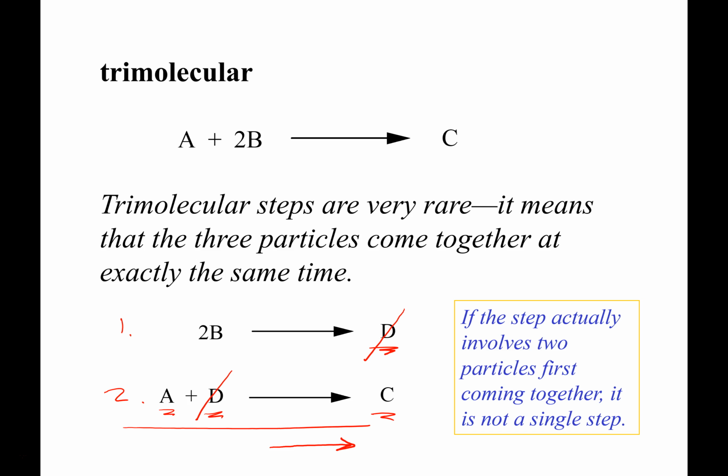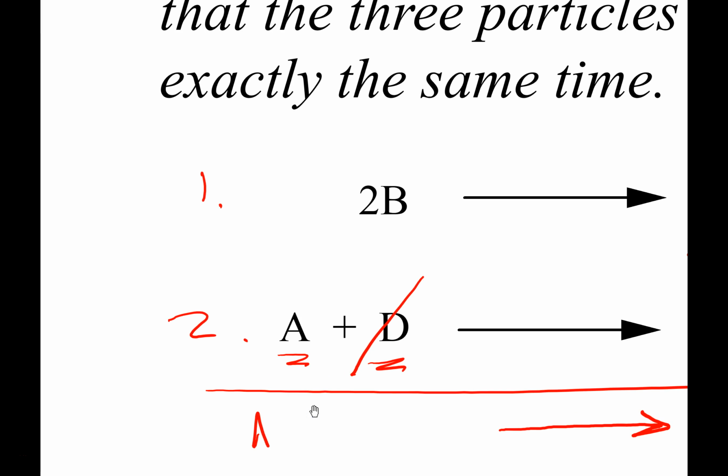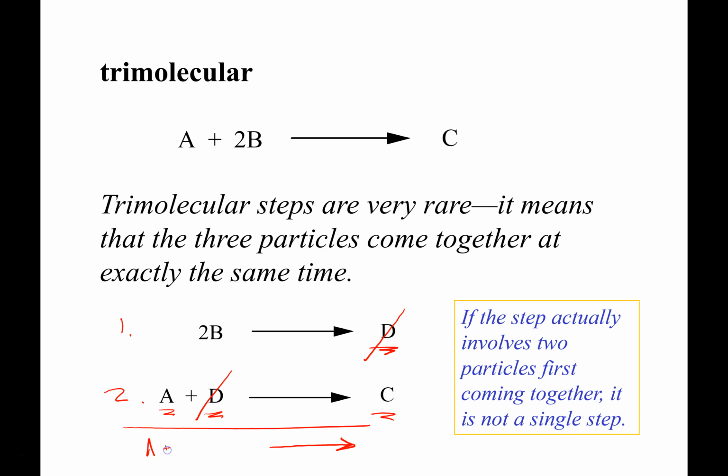So if we add 1 plus 2 now, I'm looking at A plus 2B goes to form C. So I'm just kind of telling you that's probably what's more likely. Well, what is this, bimolecular? Is it both bimolecular?